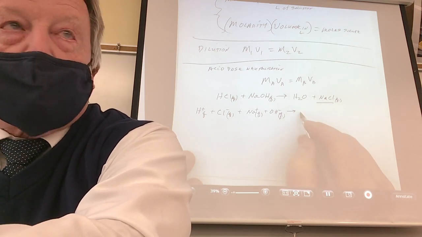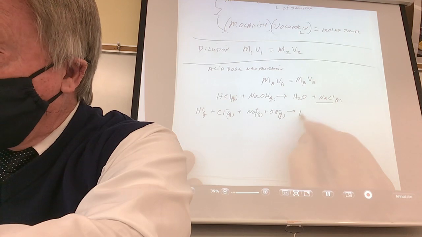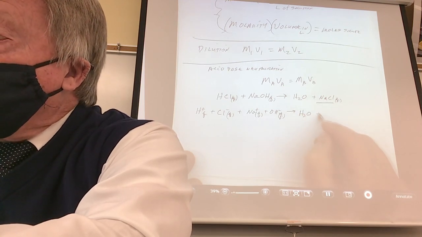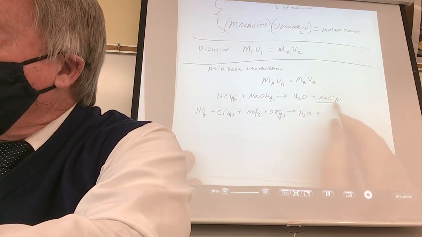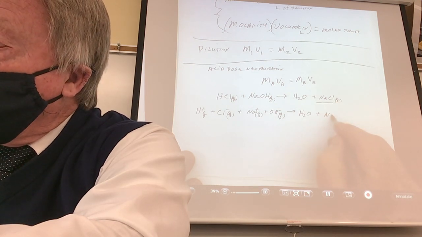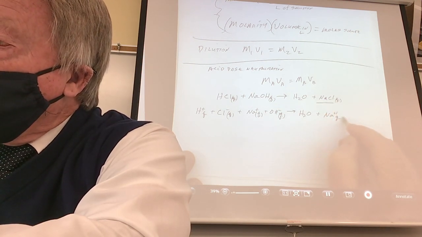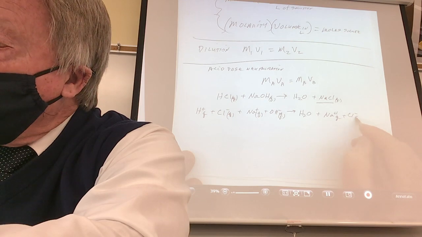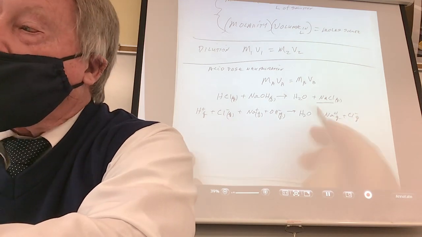One of the driving forces is the production of water. So I'm not going to take you apart. And it just so happens that this is aqueous. So what am I going to do here? Okay, that was a complete ionic equation, right?